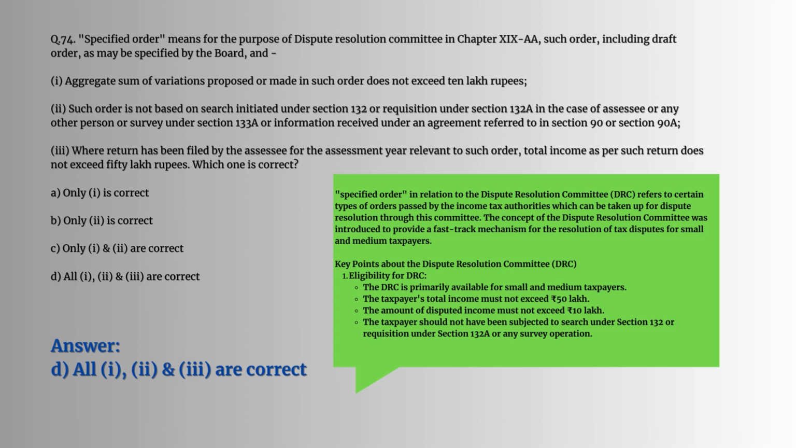So the key points about the dispute resolution committee. Eligibility for DRC. The DRC is primarily available for small and medium taxpayers. The taxpayer's total income must not exceed 50 lakhs. The amount of disputed income must not exceed 10 lakhs. The taxpayer should not have been subjected to search under Section 132 or requisition under Section 132A or any survey operation. So here the answer would be D. All 1, 2, 3 are correct.